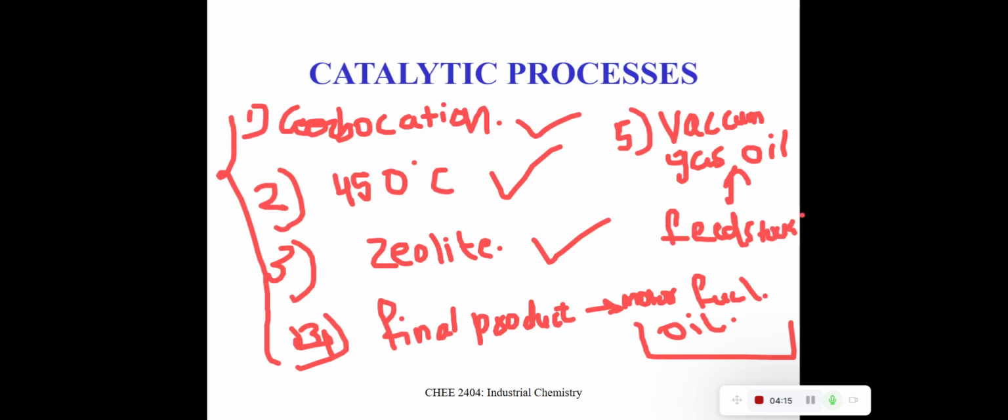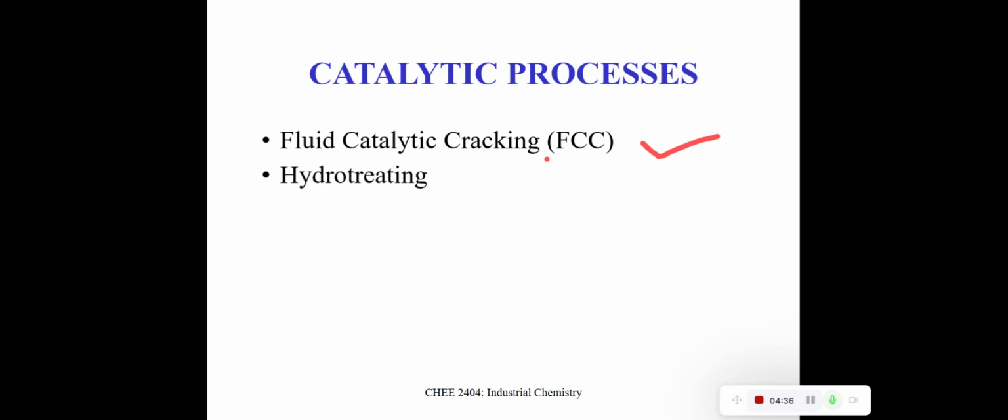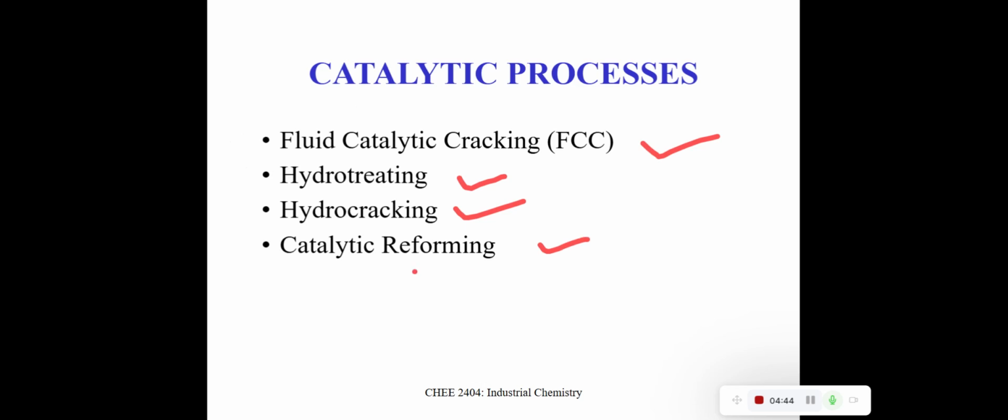Next we will see, in the catalytic process, the main important method is FCC, which we call fluid catalytic cracking. The next are hydrotreating and hydrocracking, catalytic reforming, and alkylation. These are the processes which we are going to discuss further.